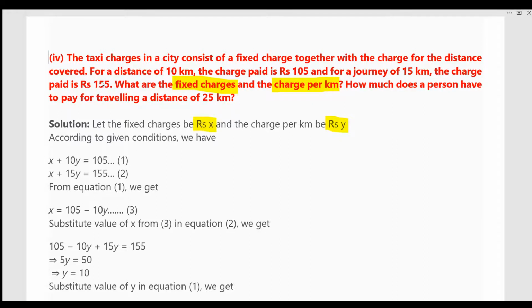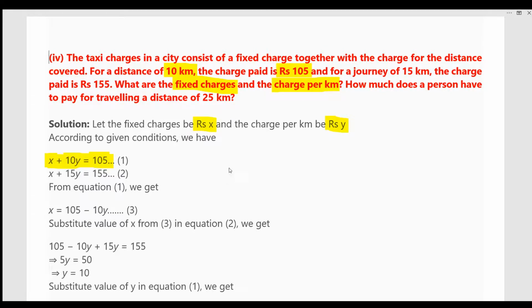Now in the problem, two conditions are there. The first condition is for 10 kilometers the charge paid is rupees 105. So the first equation: first we will pay x for fixed charges and for 10 kilometers we will pay 10y. So the sum of x and 10y is equal to 105. So this is the first linear equation, x plus 10y is equal to 105.